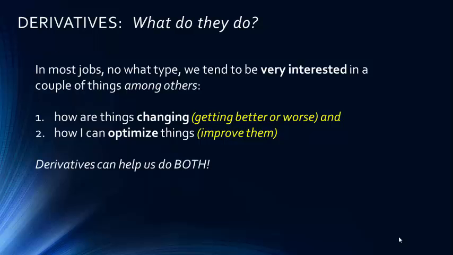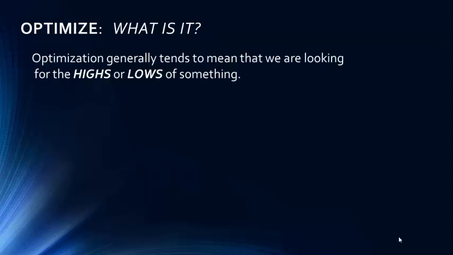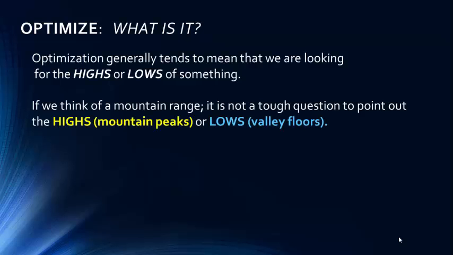And derivatives can help us do both. And it's interesting because they can do it in a fairly easy and intuitive way. So let's look at it. So again, optimization generally tends to mean that we are looking for the highs or lows of something. So you have to know the context of what you're talking about.